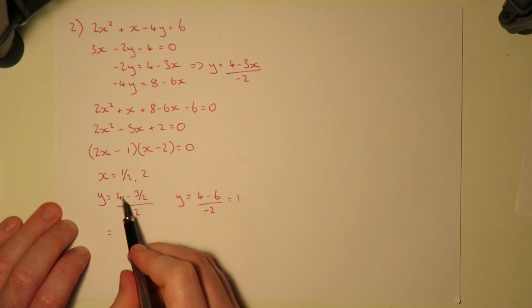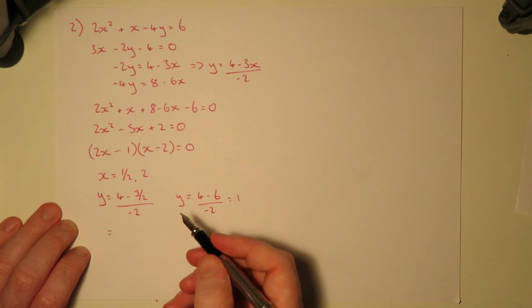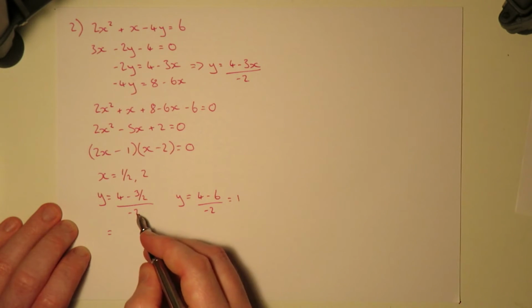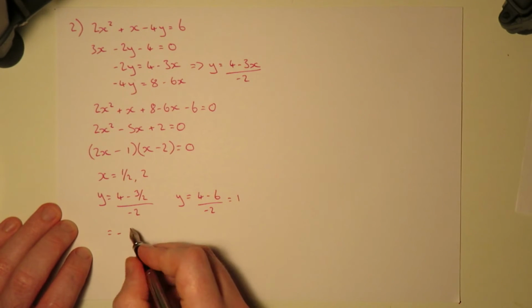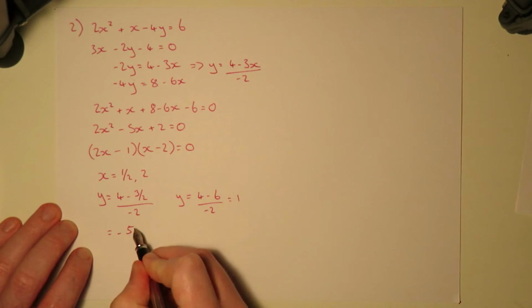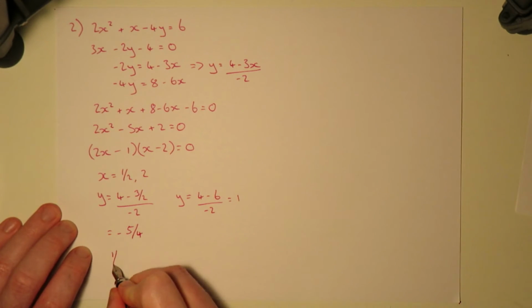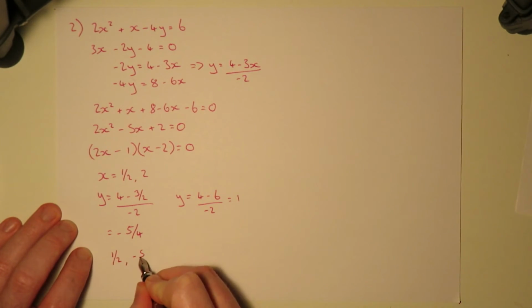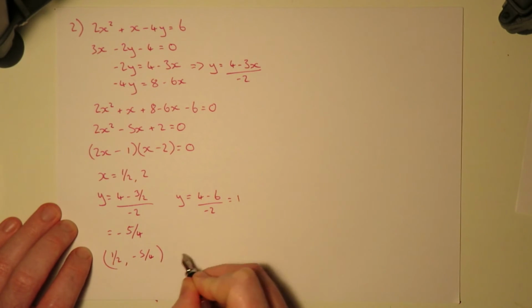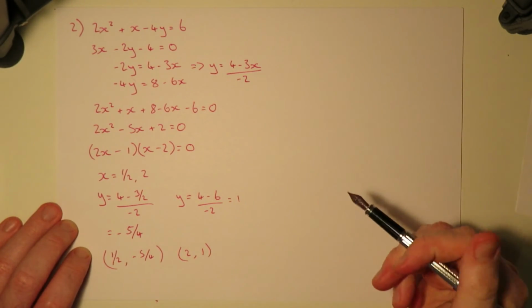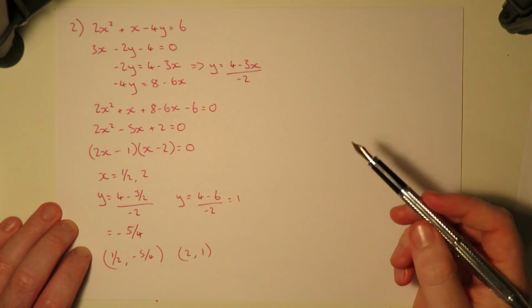This one here, 4 minus 1.5 is 2.5. Divide that by minus 2 is negative 5/4. So then our coordinates are as shown, and that's how you solve the two questions that I gave you as an extra activity.